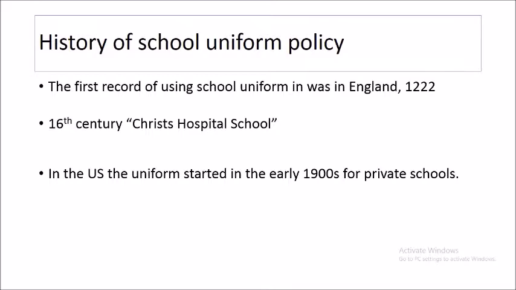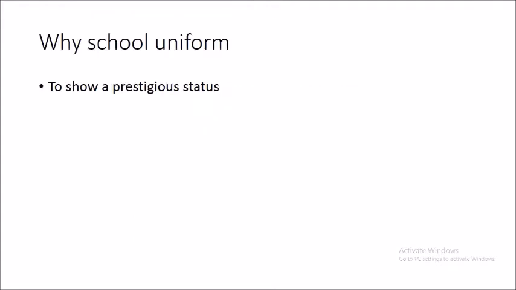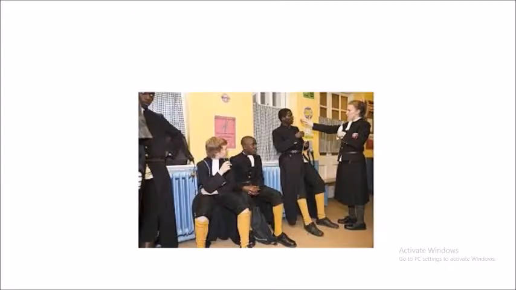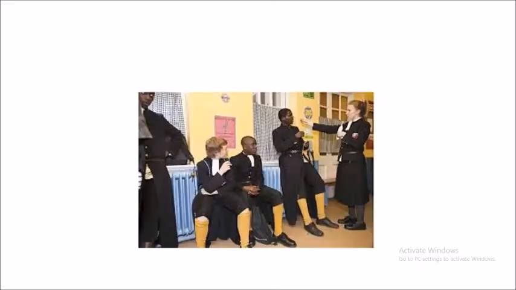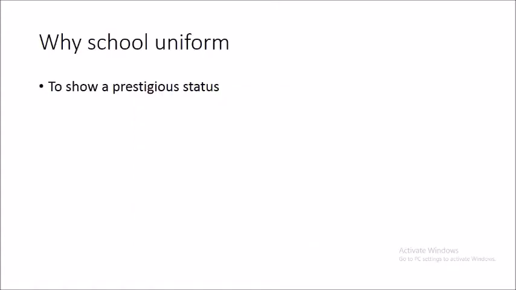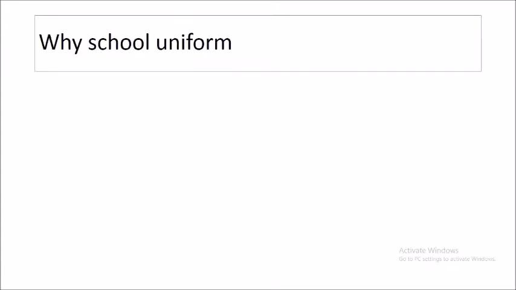In the US, the uniform started in the early 1900s for private schools only. Here you're going to see the Christ's Hospital School uniform. They wear the dark blue cloak and yellow socks. Okay. Now, why school uniform? At the beginning, the reason was to create a prestigious status and to make their students unique. Like, if you saw this picture, you're going to know they are students of Christ's Hospital School.